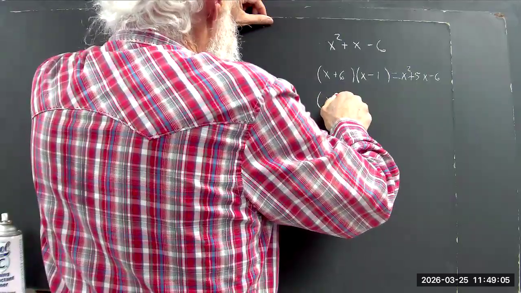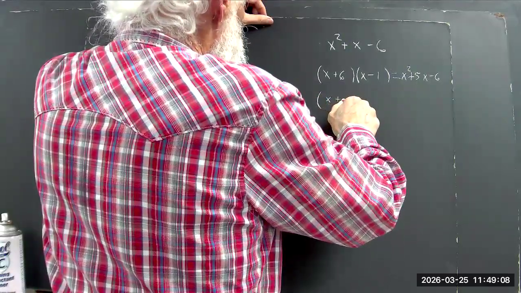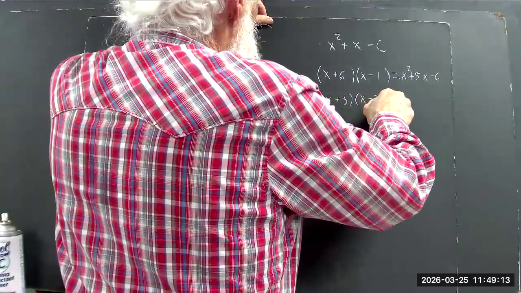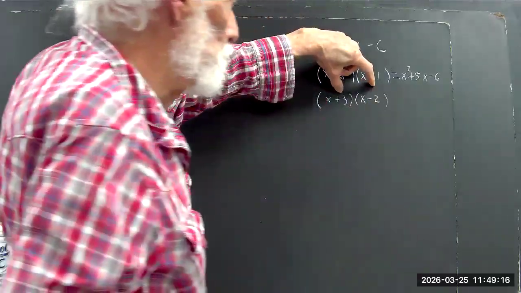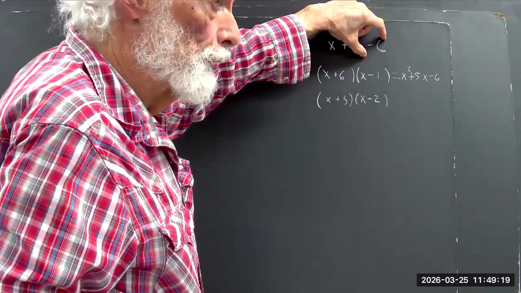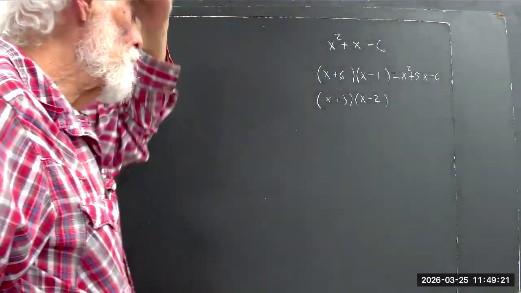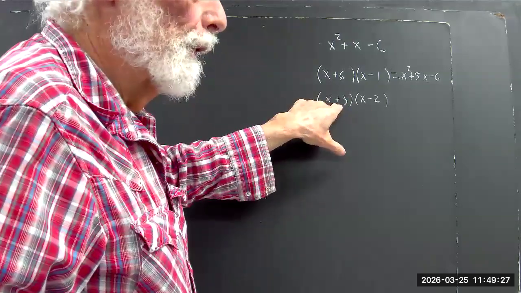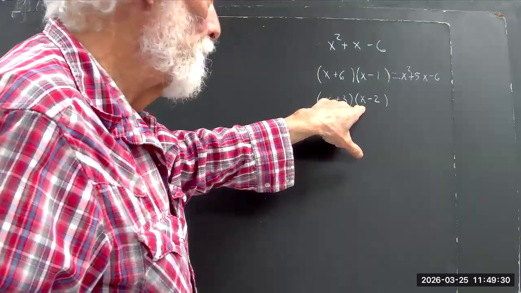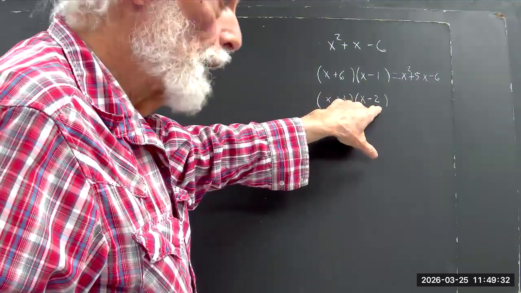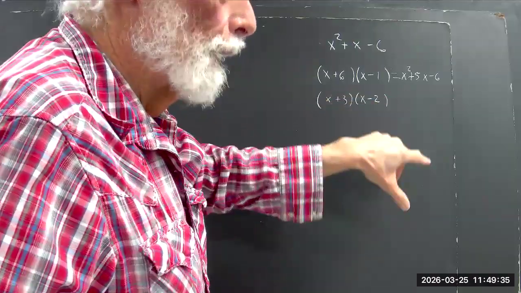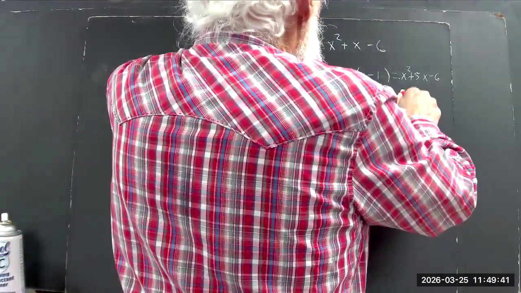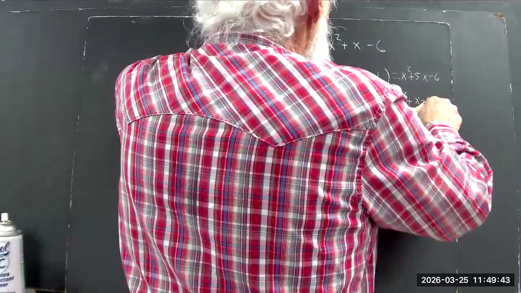Then we could try x plus 3 times x minus 2, because 3 times negative 2 multiplies out to give us negative 6. And when we work this out, well, that works out. The 3 in the first binomial multiplies the x in the second. The x in the first multiplies the negative 2 in the second. So we're going to get 3x minus 2x, which is just plus x. So this multiplies out. This gives us x squared plus x minus 6.